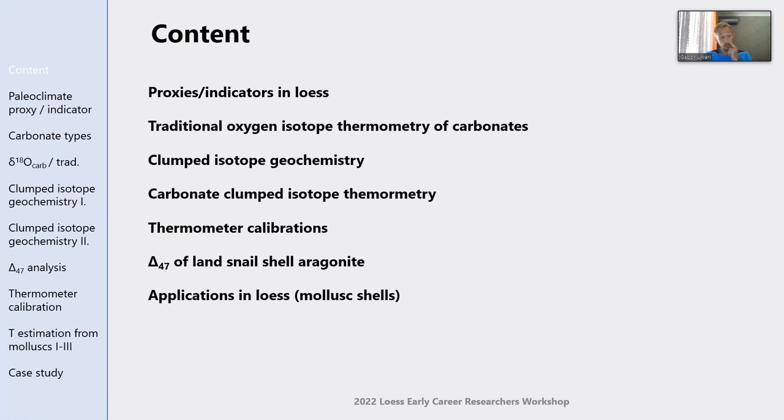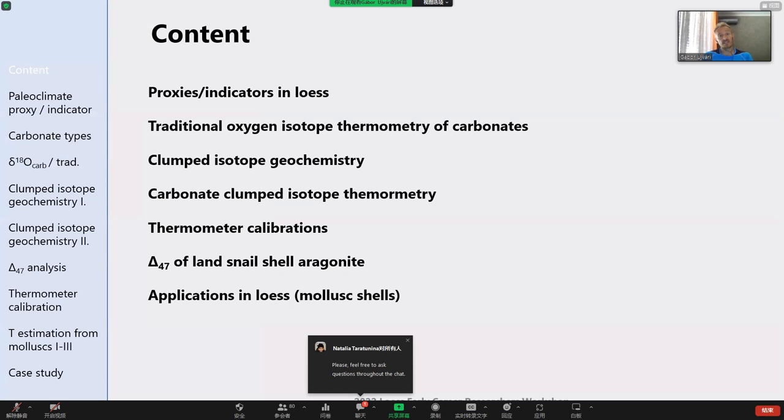First of all, I would like to clarify what is, in my view, the difference between the proxies and indicators of Loess. Is there any difference? I think there is. So I would like to talk about this. And then instead of speaking about all these different proxies in Loess, I decided to highlight one and concentrate on carbonate clumped isotope thermometry. This proxy has seen a huge progress, I think, in the last couple of years. And of course, I would like to discuss all this in the light of traditional oxygen isotope thermometry of carbonates.